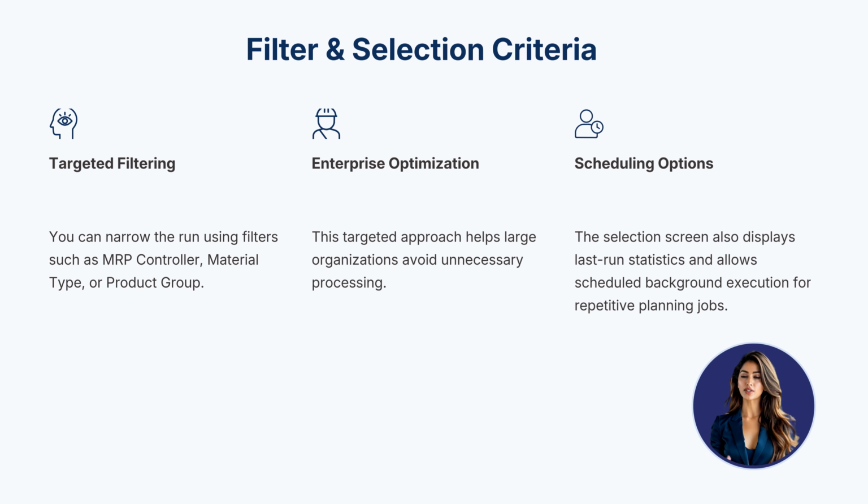Filter and selection criteria. Filters are crucial for optimizing planning runs. You can restrict MRP by material type, product group, or MRP controller. Large organizations often schedule plant-level runs for major product lines separately. Filters help prevent unnecessary data load, reducing runtime and improving focus for planners monitoring specific portfolios.